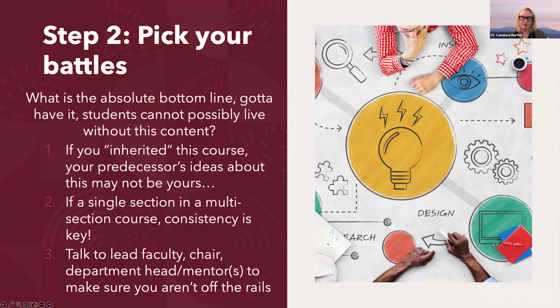So if you inherited the course, figure out, okay, what can you take from what's there? What do you want to keep? And what do you want to chuck? Okay. Be sure you're consistent if it's a multi-section course. Talk to the lead faculty. If it's a multi-section course, that's absolutely who you need to talk to. If it's a course that you're just kind of being handed, talk to the department chair, any mentors that you have, your own chair, if you have a thesis committee or a dissertation committee already in place, just to make sure that you aren't like going cuckoo, right?